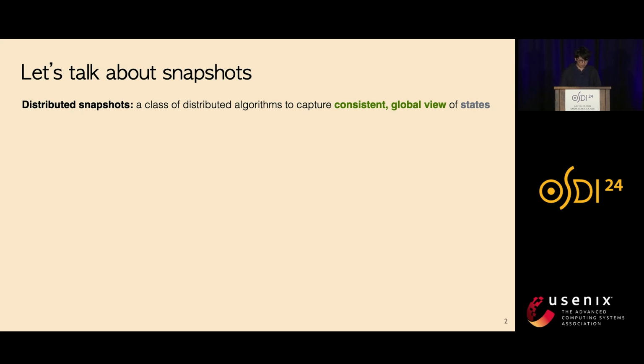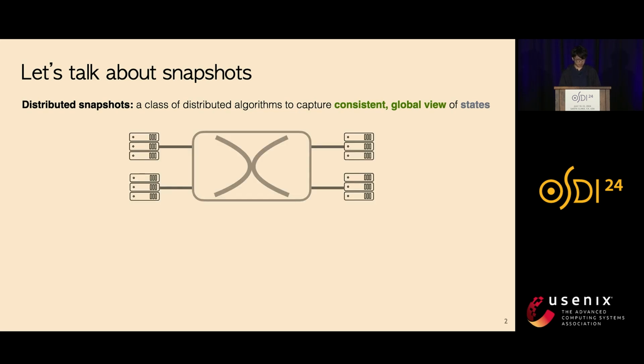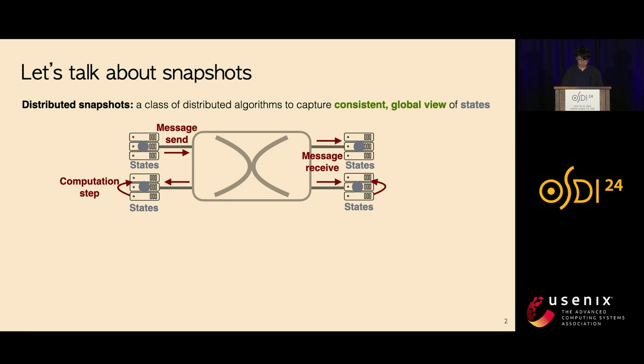Okay, so I want to tell you about a class of distributed algorithms. Let's consider a simple setup, where you have an application that requires coordination among machines. We basically have something called events, such as message send, receive, and local computation steps, but also states, which get updated and distributed across machines. Essentially, snapshot algorithms allow us to capture a consistent global view of such distributed states.